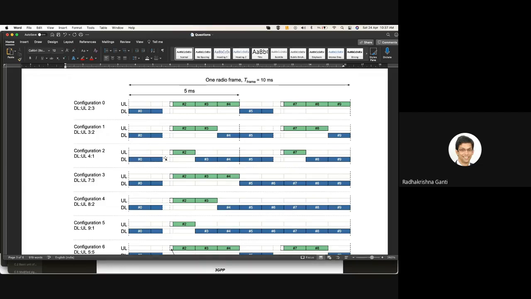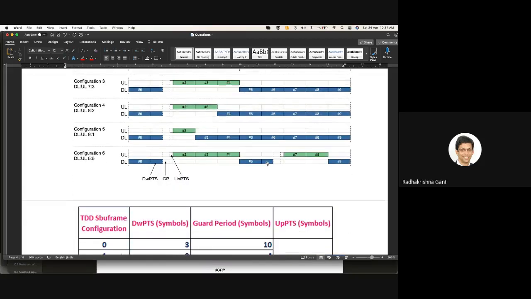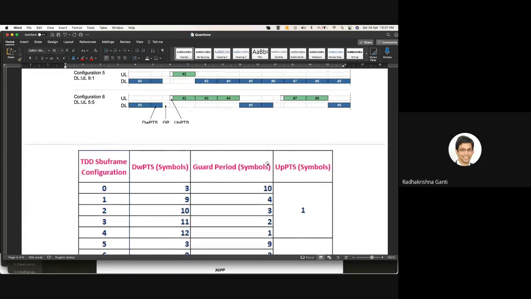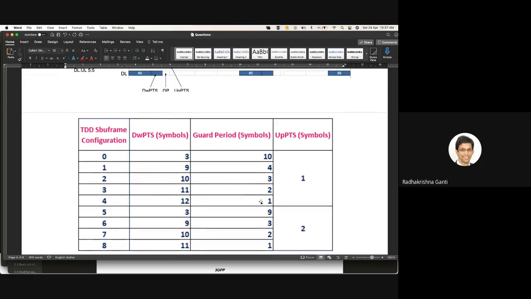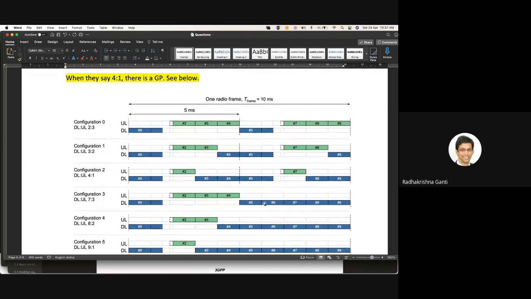In configuration 2, 3 slots are downlink, 1 slot is uplink, and 1 slot is a transition slot. In this transition slot, some symbols are downlink, some symbols are uplink, and there are gap symbols. The specification says that the minimum number of gap symbols in the transition should be at least 1. This is a specification. So unless they are not following the specification, there will be at least 1 symbol which is a transition symbol.